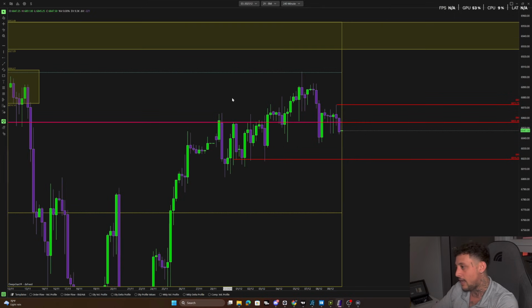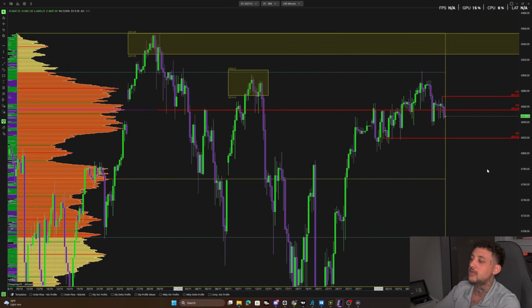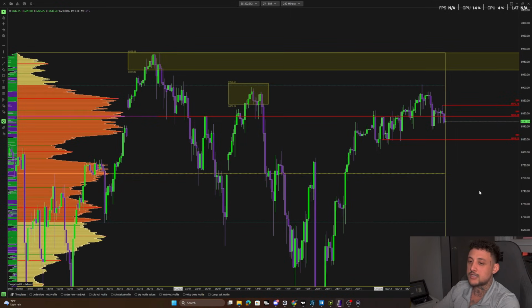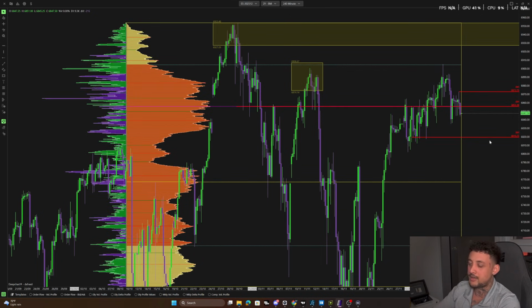It's as simple as that. I'm using these areas as reference points. I'm not using these areas necessarily to determine whether I should get in right then and there. I'm not changing anything up. I'm not doing anything drastic with my trading strategy.